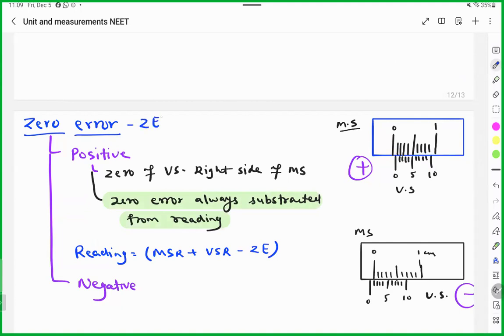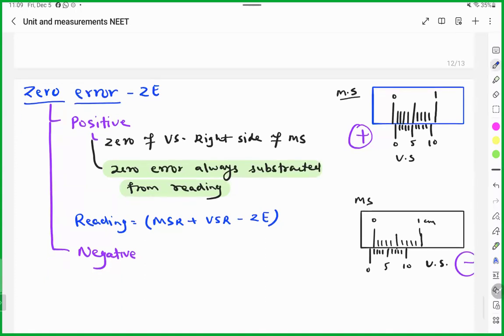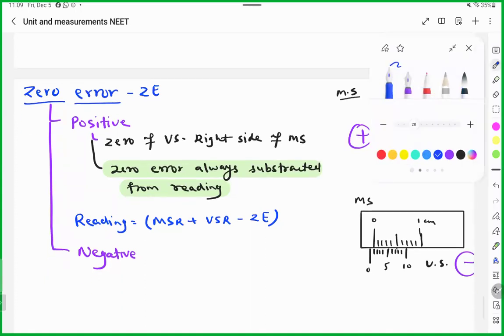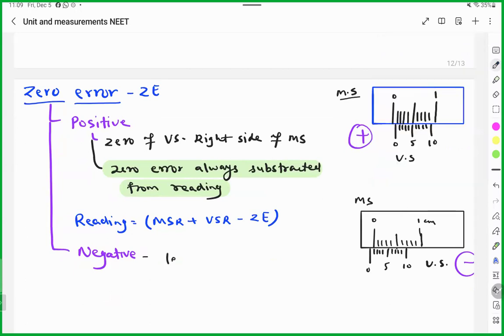Understood? Almost the same thing you can do in case of the negative. Negative zero error will be present on the left side of the main scale. Left of main scale. Correct? Even this value is also subtracted. Why? Because minus minus will become plus. If it is a negative value, you add, because minus minus will become plus.